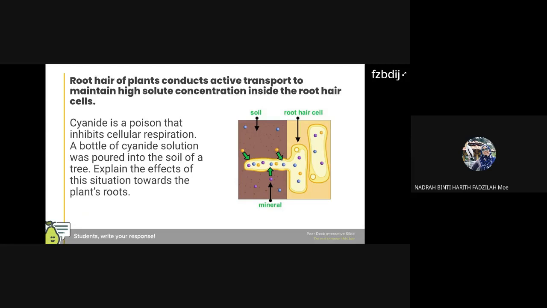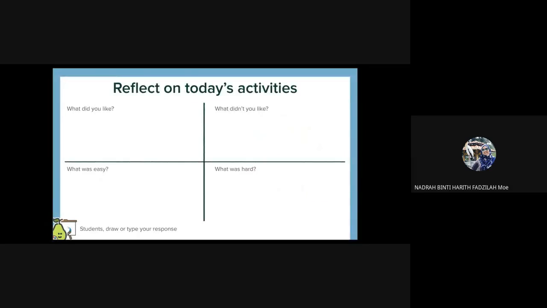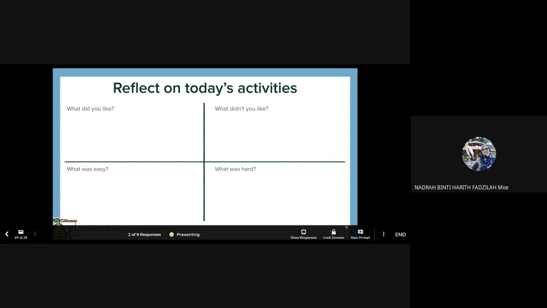So, we have only 1 minute remaining. Can you give me a bit of response, a bit of feedback regarding this lesson? What do you think? What did you like? What didn't you like? Am I going too fast ke? Atau rajah tak sesuai ke? What was easy? What was hard? If there is anything you want me to repeat, put it under what was hard. Okay.